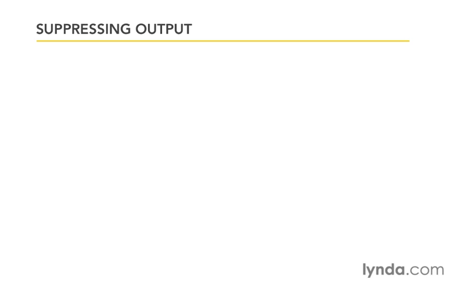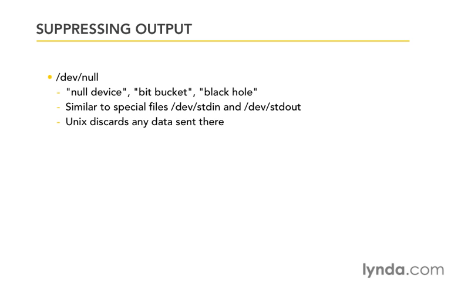We can redirect the output to a special file that's referred to as the null device. It's also sometimes called the bit bucket or the black hole, and it lives at /dev/null. You'll remember I told you that there were these special files for input and output that are represented at /dev/stdin and /dev/stdout. Well, /dev/null is another one that's in that same folder.